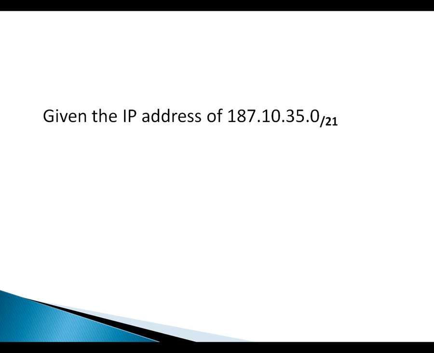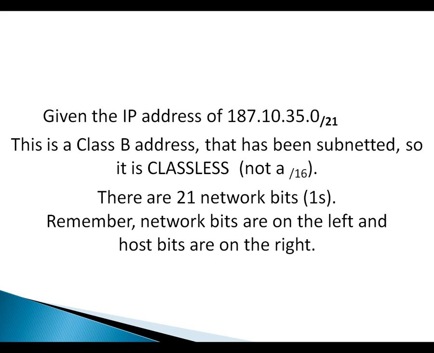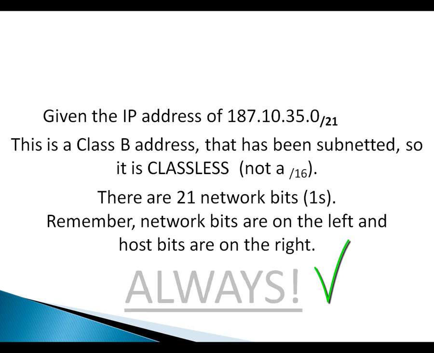Given the IP address of 187.10.35.0/21, you'll find that this is a Class B address that has been subnetted, so it is classless. It's not a /16. There are 21 network bits. Remember, network bits are on the left, host bits are on the right. Always.